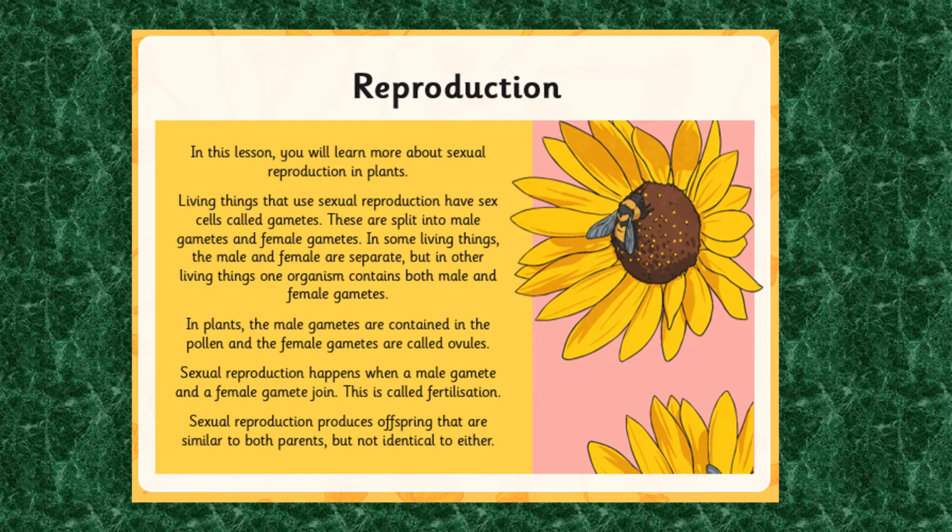In this lesson, you'll learn more about sexual reproduction in plants. Living things that use sexual reproduction have sex cells called gametes. These are split into male gametes and female gametes. In some living things, the male and the female are separate, but in other living things, one organism contains both male and female gametes. In plants, the male gametes are contained in the pollen and the female gametes are called ovules. Sexual reproduction happens when a male gamete and a female gamete join. This is called fertilization. Sexual reproduction produces offspring that are similar to both parents, but not identical to each other.